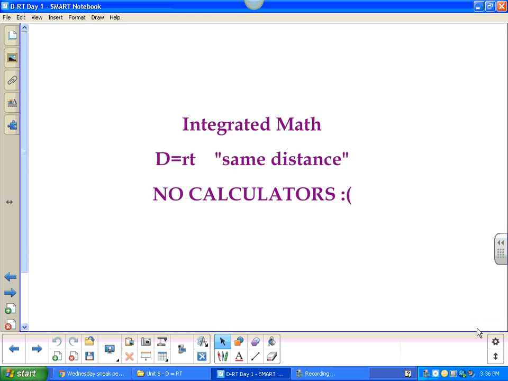Today's lesson is the first day of distance equals rate times time. We're going to focus on when two different people's distances will be the same. And all of these are going to be on the non-calculator part of your final exam, so no calculators today.